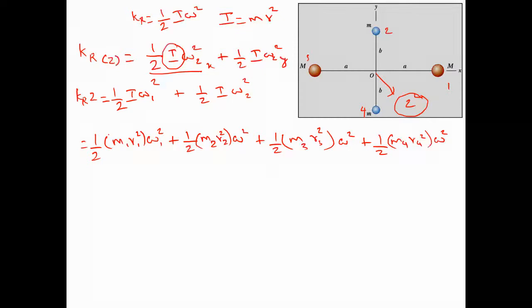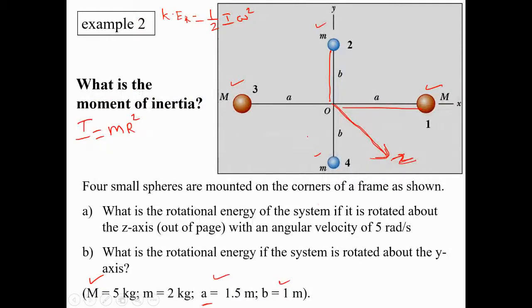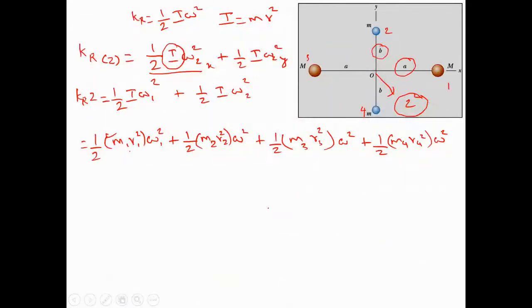The mass value is given in the question. What is your r for m1? My r1 is nothing but a. Am I right? Yes. And when you come to the second mass, mass 2 has some value. What is my r? It's b. Likewise, you have to substitute the values and get the answer. All this information is given here. Your omega value is given. What is your omega value? Your omega value is 5. Am I right? They mention vertically.